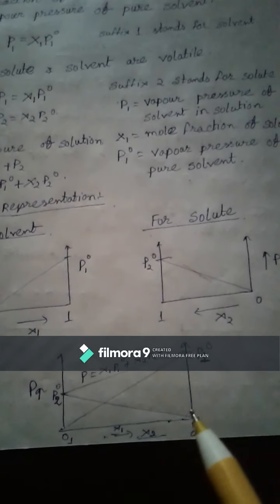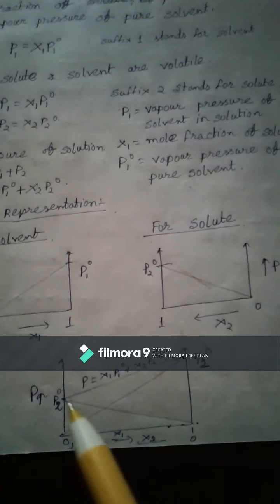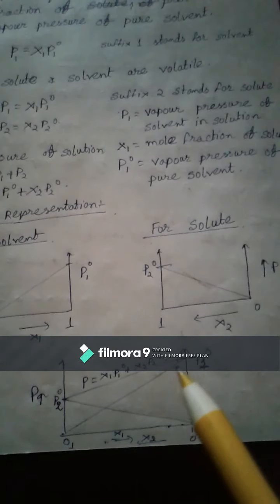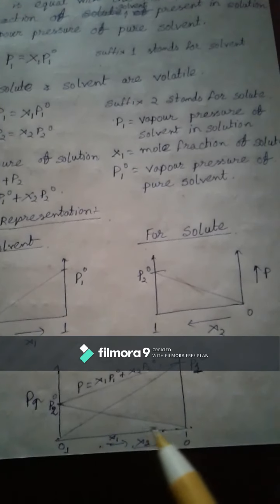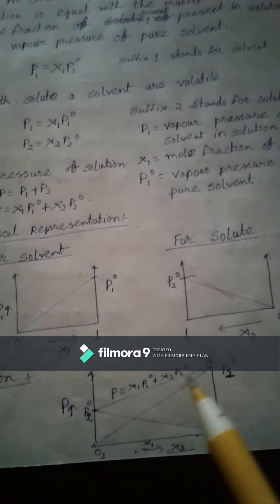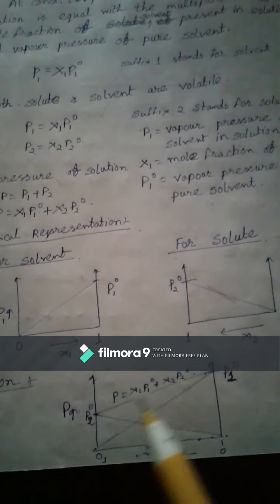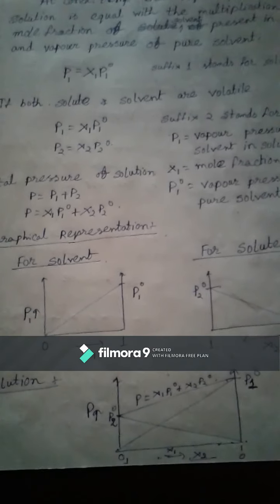And these are the two separate graphs, this is for solvent and this is for solute. And when we want to calculate the vapor pressure of the solution, we just join the vapor pressures of the pure solute and pure solvent. This straight line gives the vapor pressure of the solution, that is P is equal to x1 P1 0 plus x2 P2 0. Thank you.